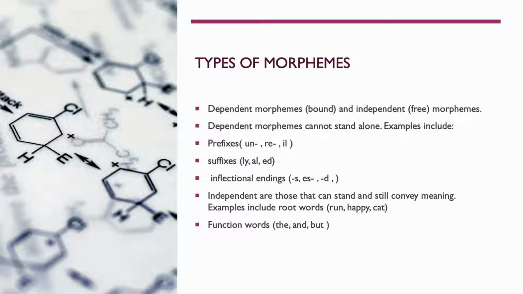Now, independent morphemes are those words that can stand alone without all of these dependent morphemes and they can make meaning. Examples, you have run, you have happy. Also, function words are independent. They can stand on their own without adding anything, like the, and, but.